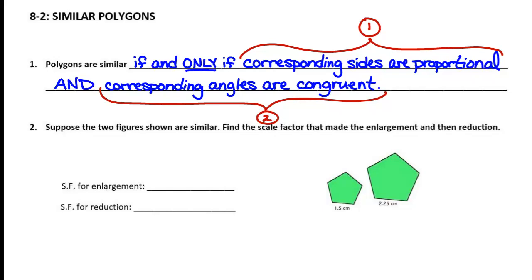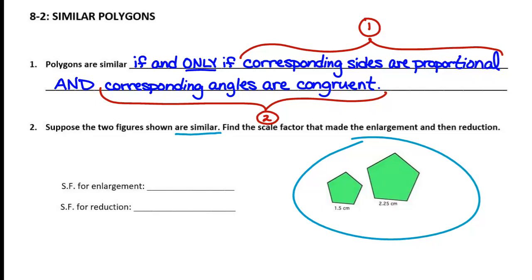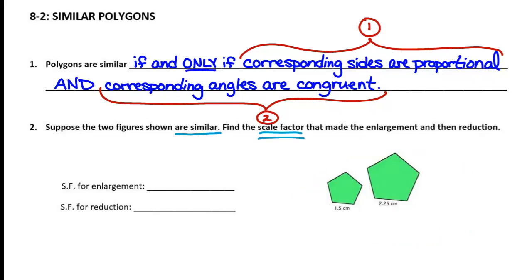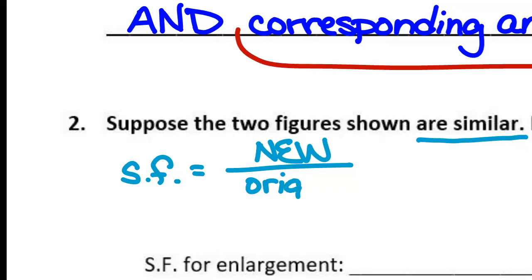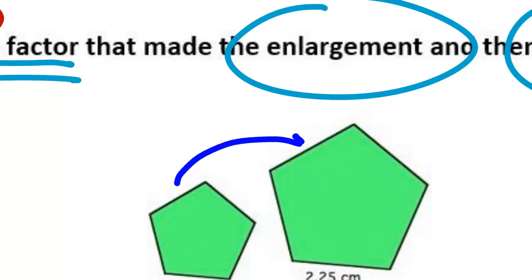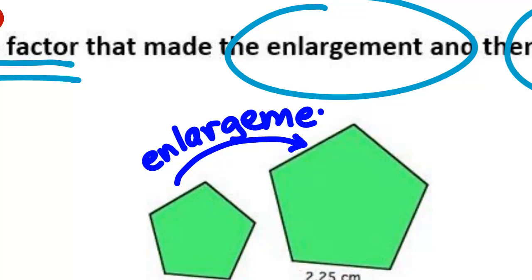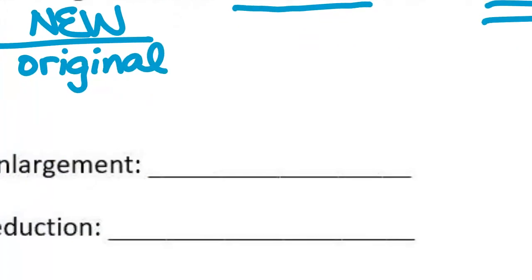All right, before we actually get into finding out whether or not figures are similar, I want to practice a little bit with what we've done the last couple days. We are assuming that these two pentagons right here are similar. I want to find the scale factor for both the enlargement and the reduction. Scale factor is what over what? Yes, new over original. So if I'm doing the enlargement, I would have to go from the smaller one to the bigger one. What would my fraction for my scale factor look like?